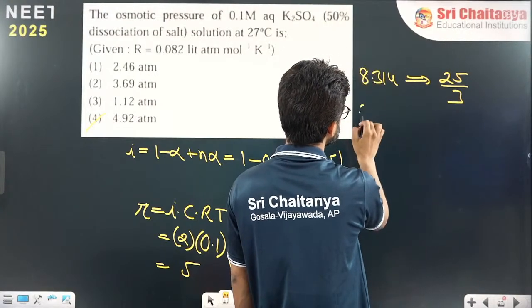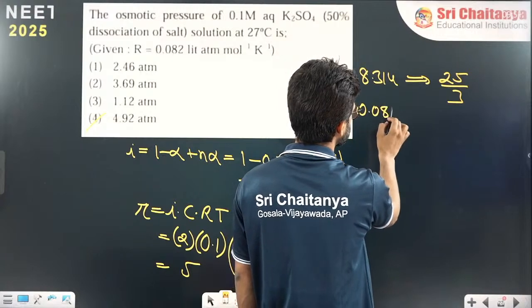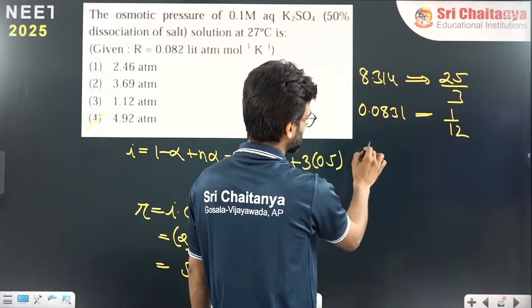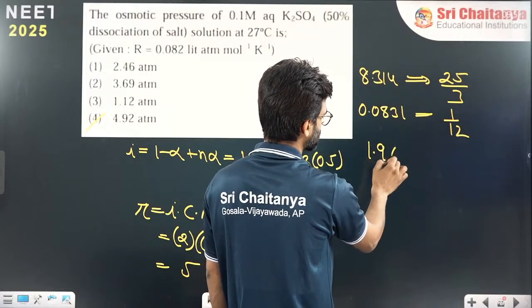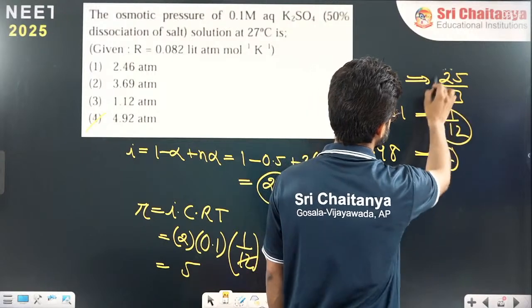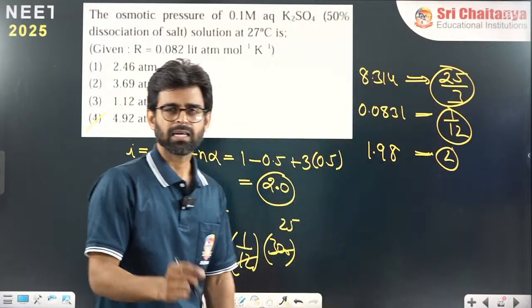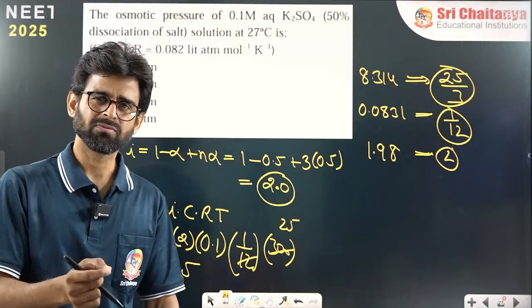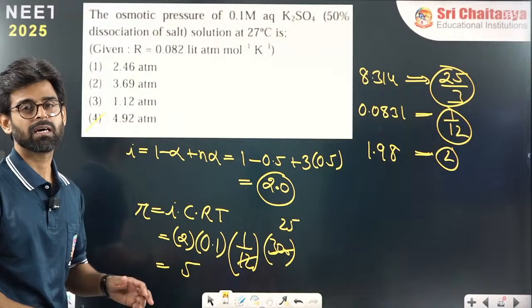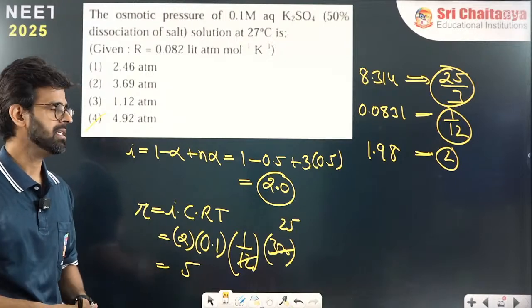In atm, you use 0.0821 or 0.0831, so we can call it 1 by 12. In calories it is how much? 1.98 almost. So we take it almost how much? 2. Approximations give us a little different answer, very little, but it will save some time. Avoid lengthy calculations, right? So you can use it.